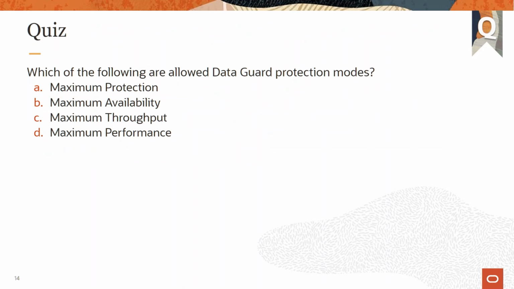Quiz. Which of the following are allowed Data Guard protection modes? We discussed maximum protection. We discussed maximum availability. We discussed maximum performance, but we haven't discussed maximum throughput. So the answer is A and B and D.